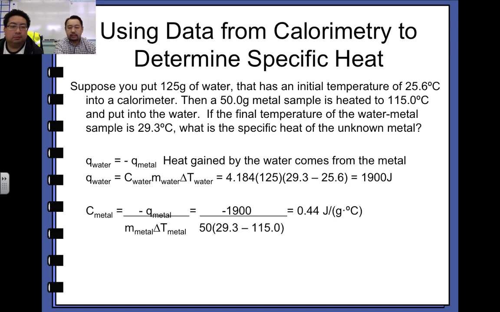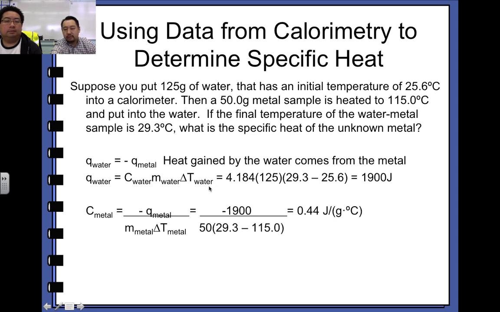So here, from the equation, we're looking at the amount of heat gained by the water, which is going to be the amount of heat lost from the metal. So the heat gained by the water comes from the metal. The heat gained by the water is shown by the specific heat of water, which is 4.184, that's a constant. Then the mass of the water that we know of is 125 grams. And then the change in water temperature.